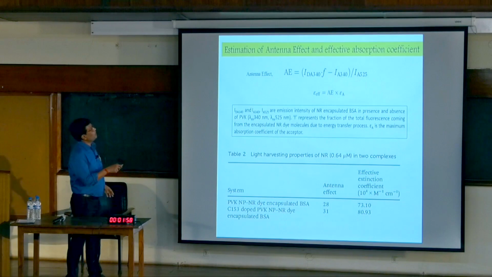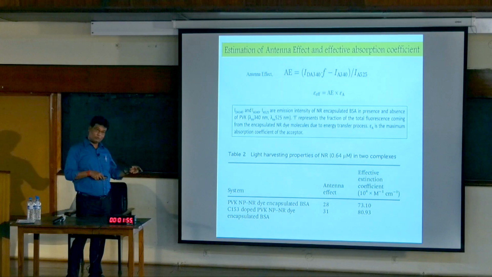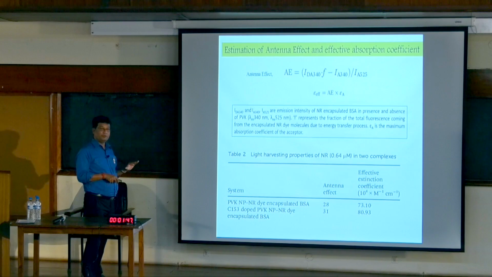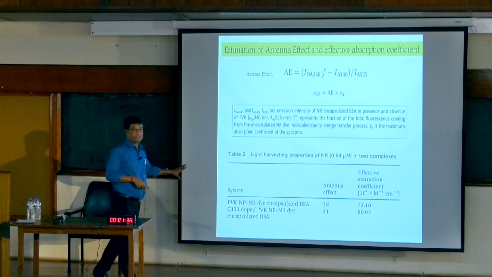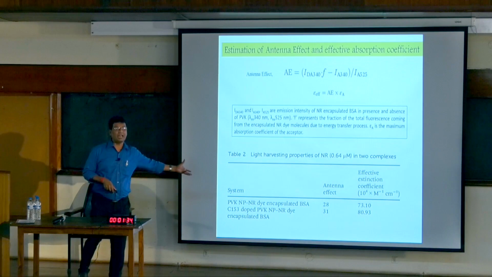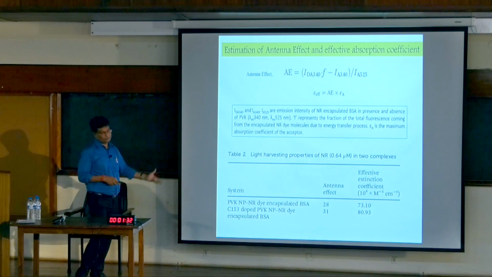In this case, we have measured the antenna effect, which is very useful for light harvesting applications. You don't need to go into all this stuff, but we have an antenna effect of 31, which is a very good value at a very low concentration, and the effective extinction coefficient is 80, which is unprecedented in the literature. So it is a very simple system we have developed, where a real artificial light harvesting system can be generated.